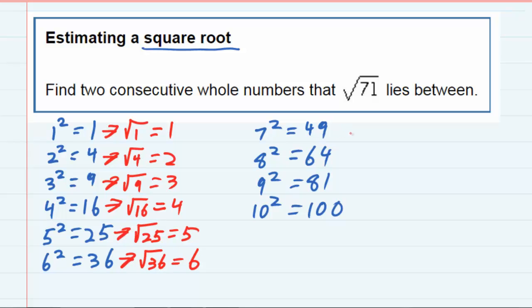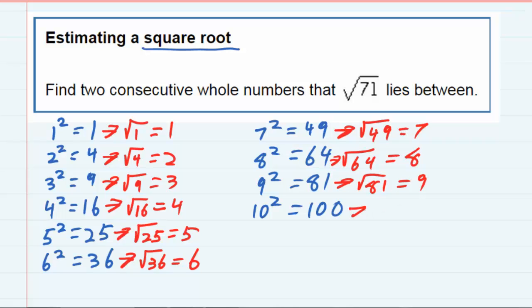Just going to finish our table here. Square root of 49 is 7. Square root of 64 is 8. And square root of 100 is 10.